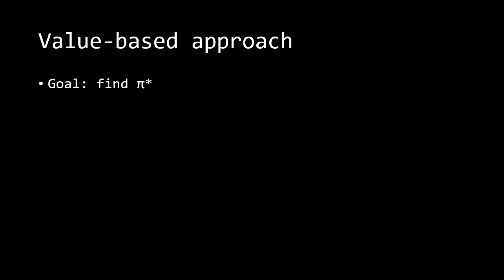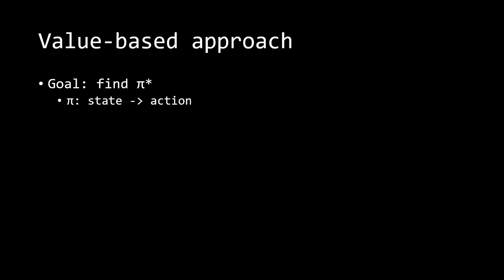What does that mean? The goal is to find pi star, and we said that pi is the mapping from state to action. So why not learn a function, maybe parameterized, that maps from state to action? This is the first option, the direct option.